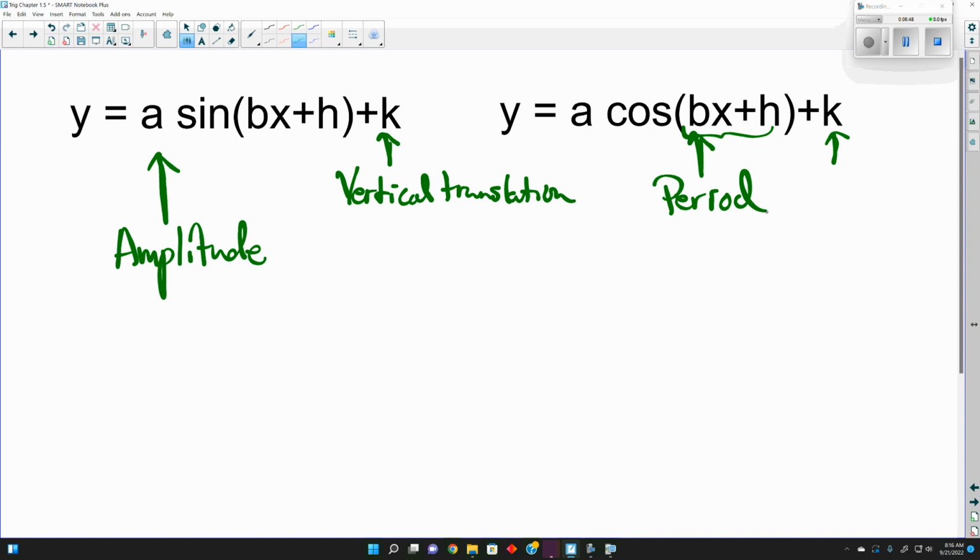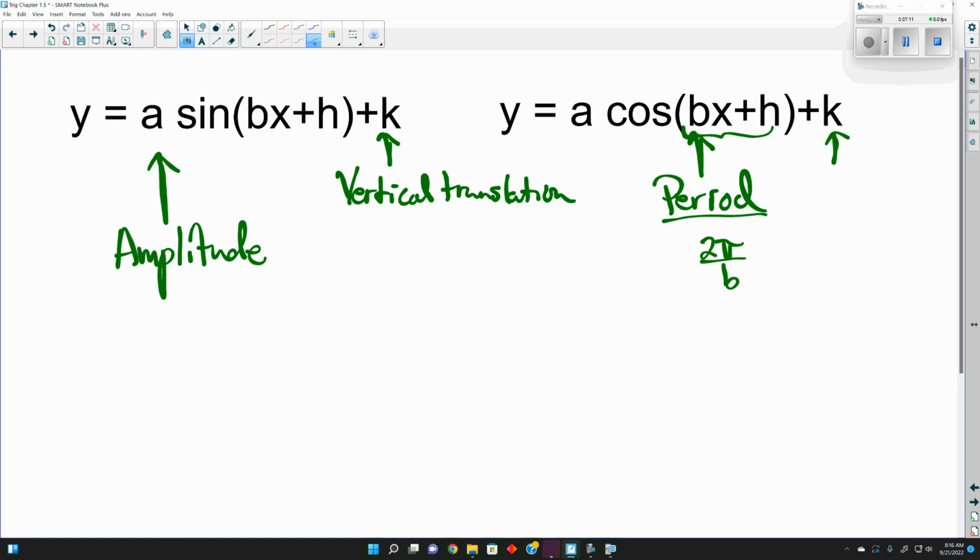Now, this here, and it's in the next slide also, the amount of the actual period is going to be 2 pi over b. So if we want to know what the period's amount is, we take b and put it underneath 2 pi and simplify. Questions on this here so far?